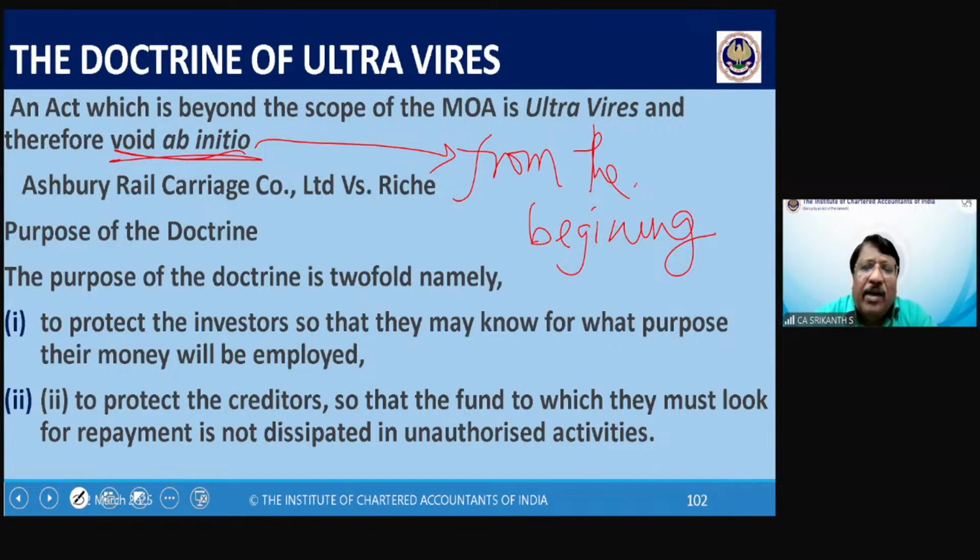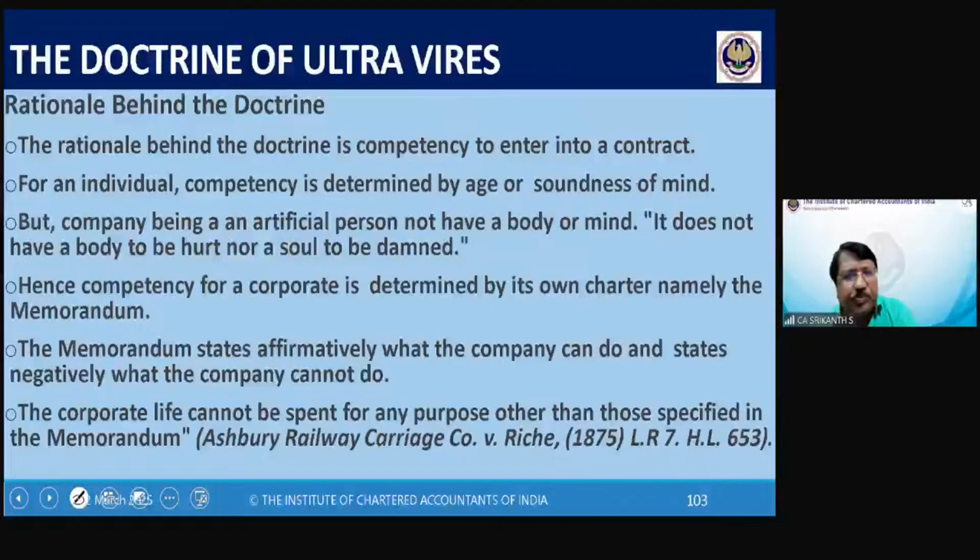So if you really understand it, doctrine of ultra vires is good. It is meant to protect the investors so that they may know for what purpose the money will be employed. Also the creditors, so that the fund to which they must look for repayment is not dissipated. Are you able to understand? In unauthorized activities, of course, it will cause hardship to an unwary third party. But once again, we humbly submit that third party should have hired an advocate, a company secretary, a chartered accountant to do proper study about this. He should have had a CFO and ensured that he is doing it correctly.